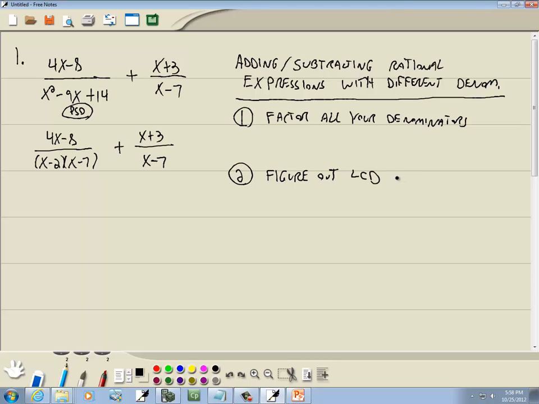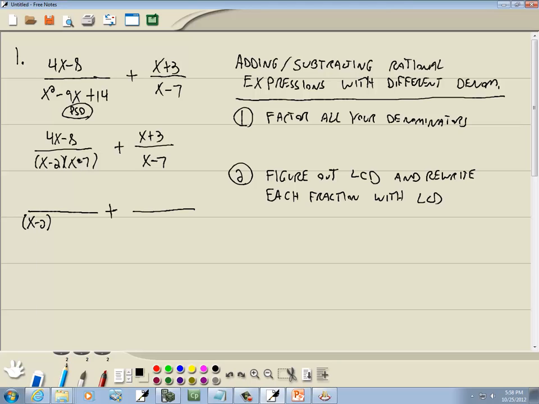Step 2. Now we're going to figure out our LCD and rewrite each fraction with the LCD. If I look at my first factor in the denominator, the x minus 2, I'm looking for the greatest number of x minus 2's in any single denominator. There's 1 here, none here. So the greatest number of x minus 2's in any single denominator is 1.